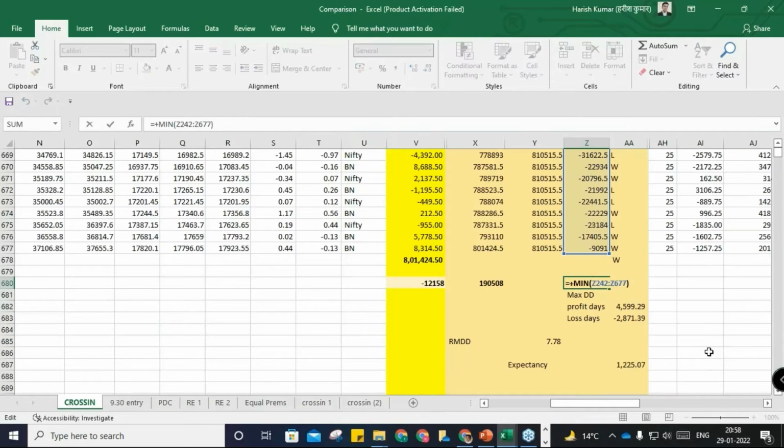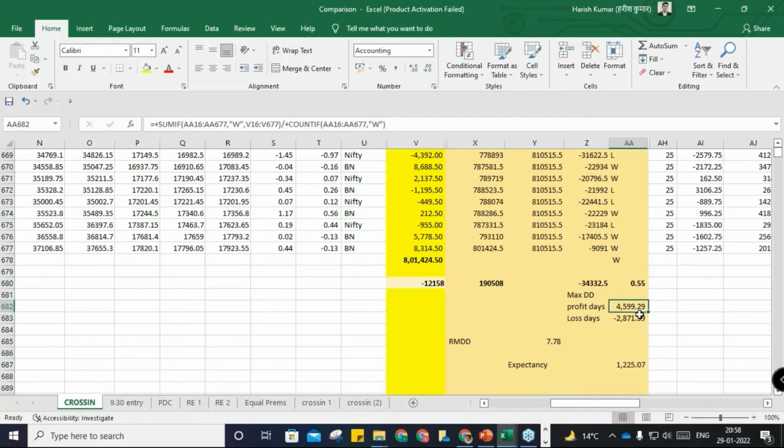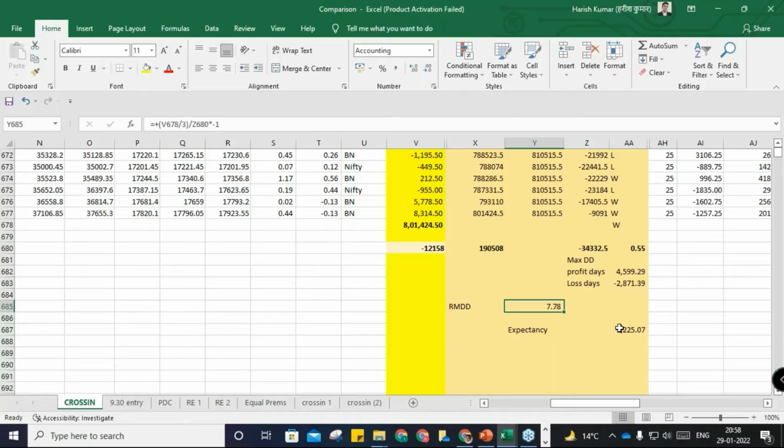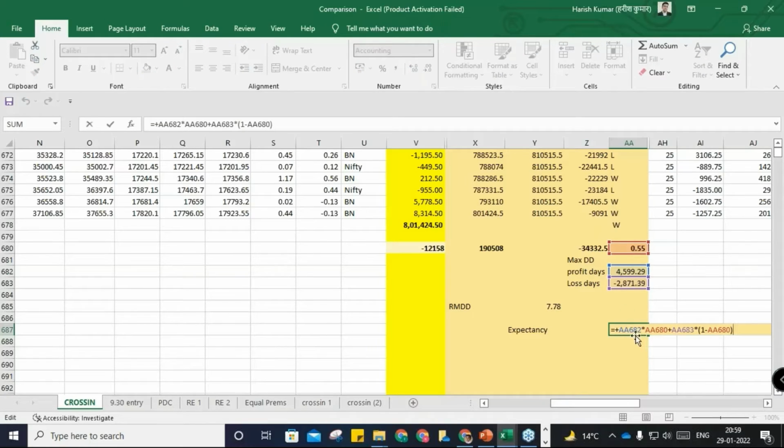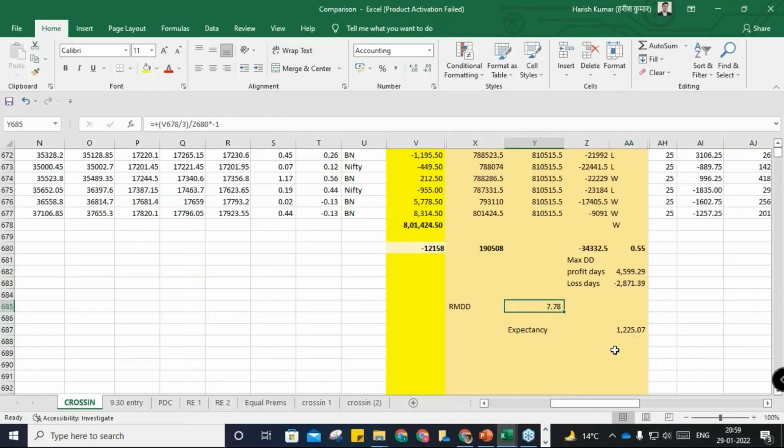This is the max drawdown, 34,000. On a profit day you are earning 4,600. On a loss day you are losing 2,800. So this is the return to MDD. How have I calculated this? I have calculated that this is the 3 years profit. I have converted this profit into annual. So I have divided this amount by 3, and then I have divided by the max loss I will incur. So what will I say, that expectancy is 1225, right? Expectancy you have calculated by doing this. Return to MDD, let me explain it to you.